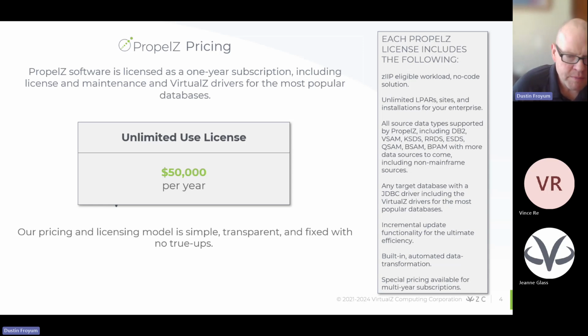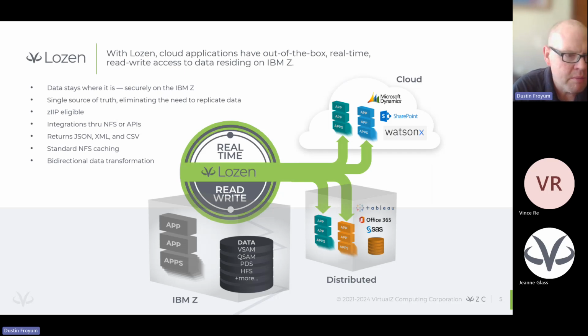All right, so Vince, let's talk a little bit about a different use case, like Lozen. Can you talk a little bit about why Lozen is different and how that supports application modernization? Yeah, sure. It really just comes down to two different things. One is that, as we described, Propels is a replication approach. You're taking your mainframe data in whatever format, transforming it, and then storing it somewhere else in whatever that format is. With Lozen, it's the opposite of that. Lozen, the data stays where it is, and we provide real-time networked access to that data from just about anywhere.